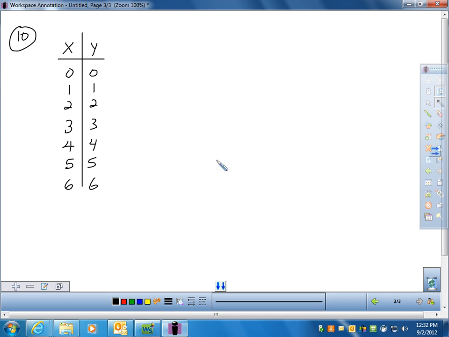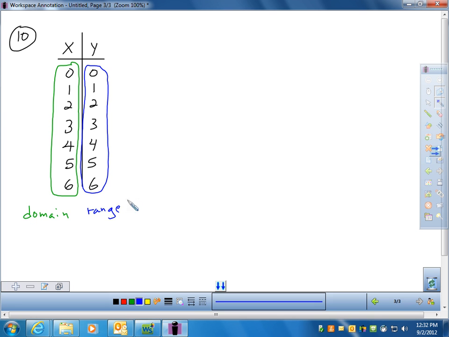So they're asking me to do 3 things. Write a rule, identify the domain, and the range of the function. Well, I'm going to get the domain and range first. I think that's pretty easy. Here's my domain right here. These values are my domain. So 0, 1, 2, 3, 4, 5, and 6 are the domain of question 10. The range of question 10 is right here. 0, 1, 2, 3, 4, 5, and 6 are the range.